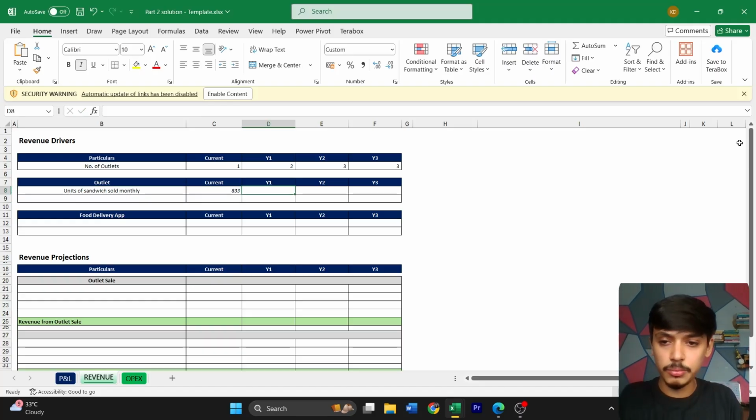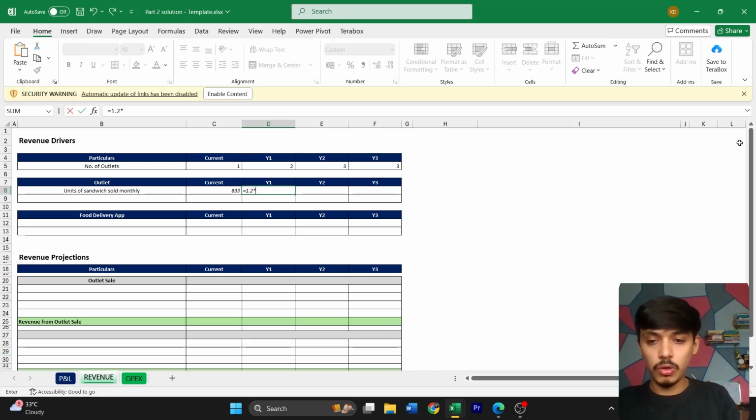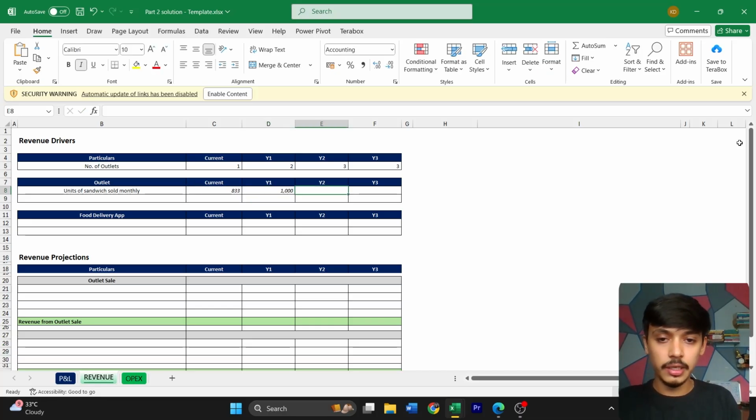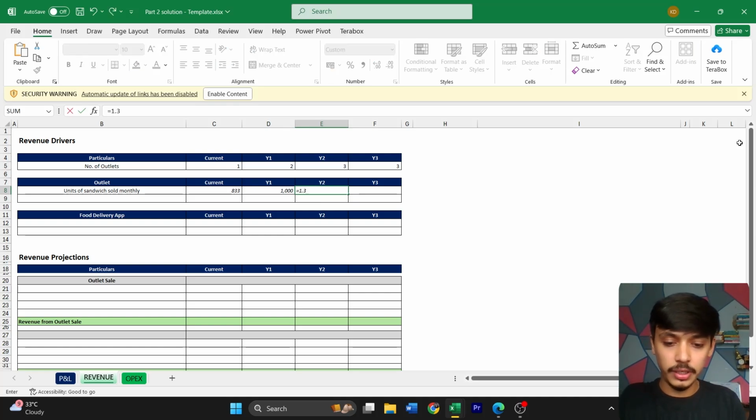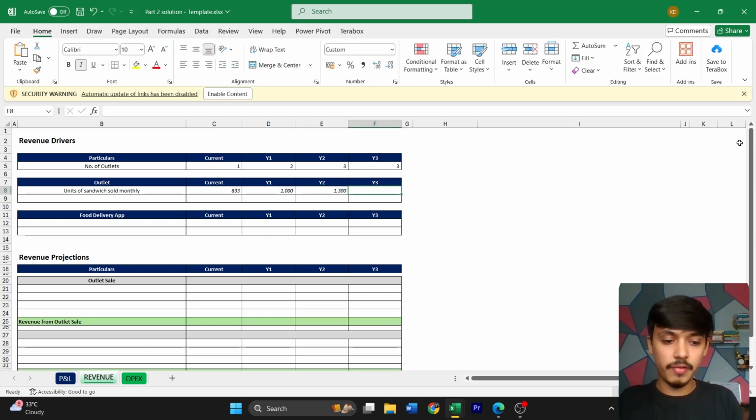As we already have the assumption, the year one growth rate was 1.2 times the current year, then it grew to 1.3 times year one, and finally it grows to 1.4 times year two. That way we are scaling from 833 sandwiches per month to 1820 sandwiches in year three. That is around 2.2 times growth on a total basis. So this is a key driver because we can see that the number of sandwiches sold is increasing, and this will give us an increase in revenue as well.